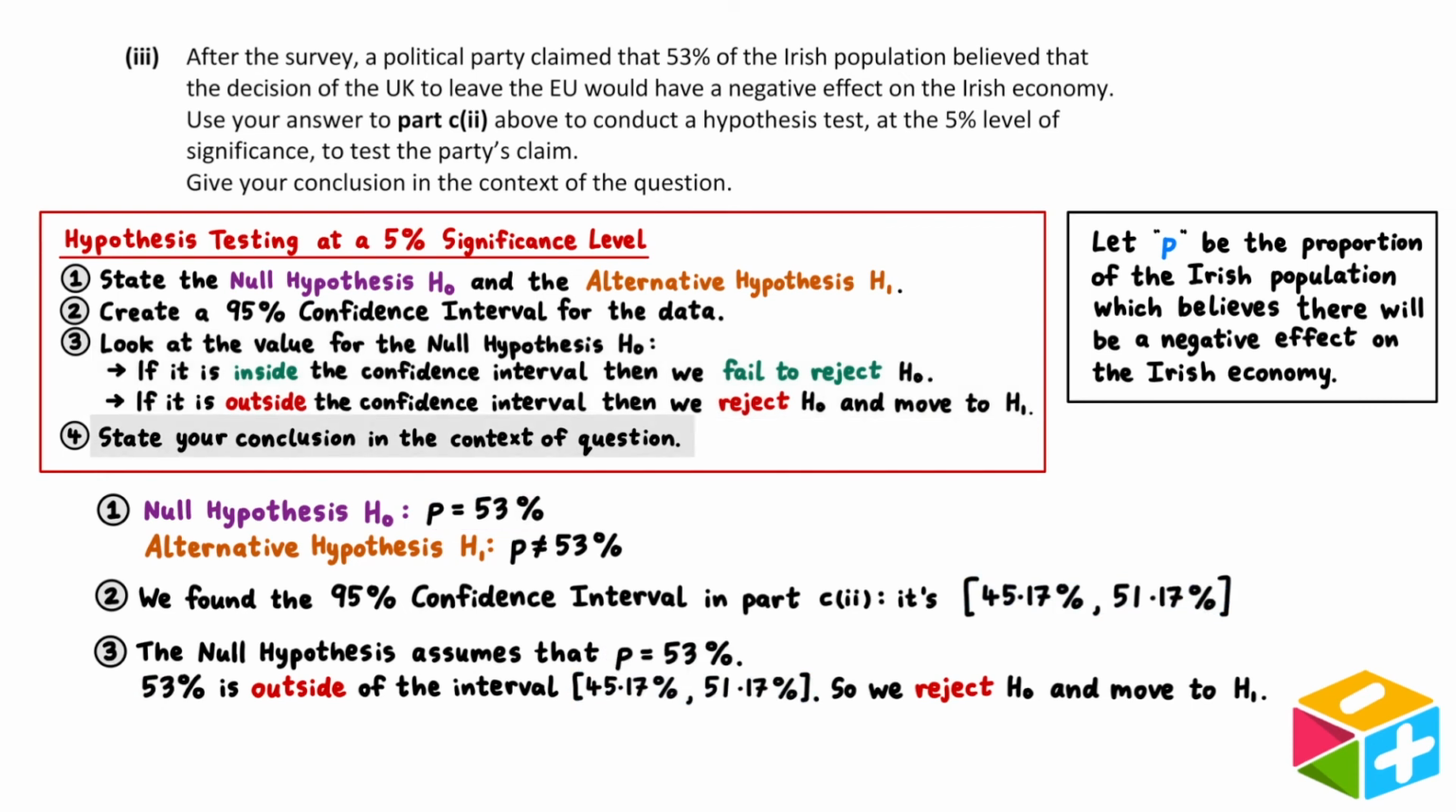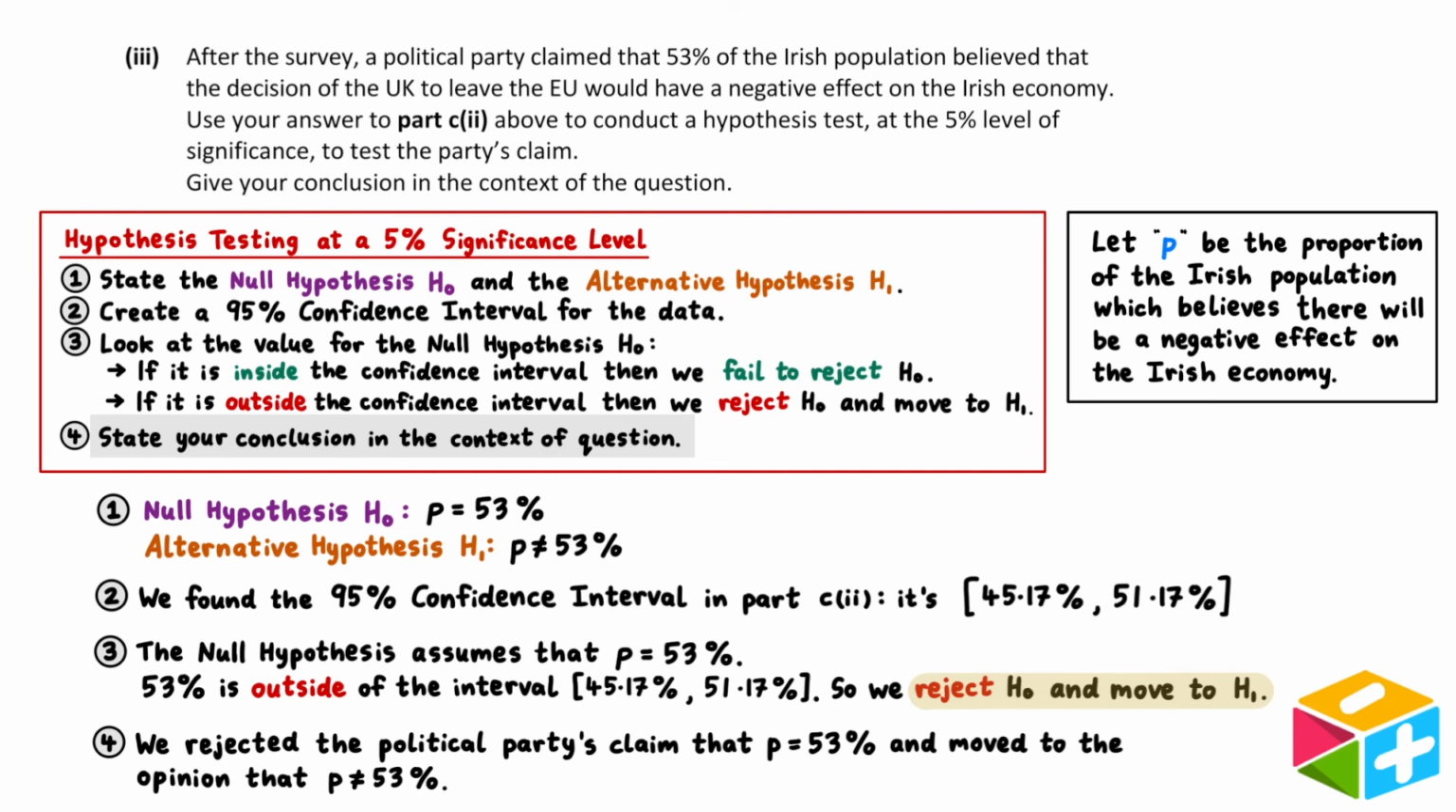The final step is to state your conclusion in the context of the question. In our question, the political party's claim corresponded to the null hypothesis. P is equal to 53%. We rejected the null hypothesis. So in the context of the question, we rejected the political party's claim that P is equal to 53% and moved to the opinion that P is not equal to 53%.